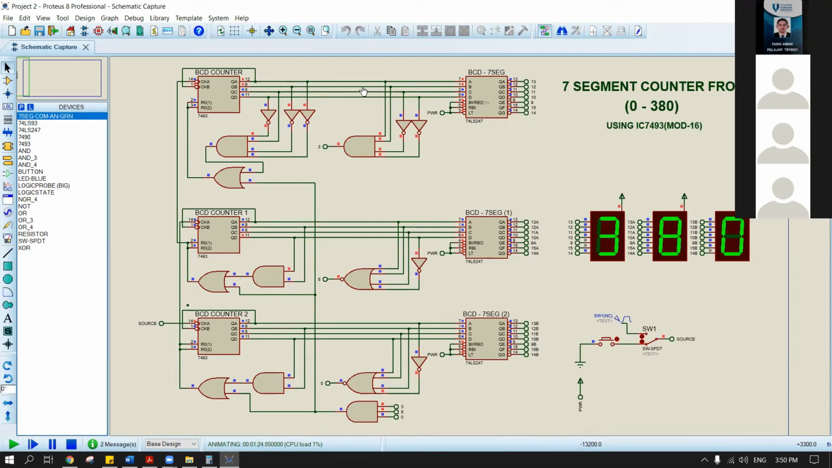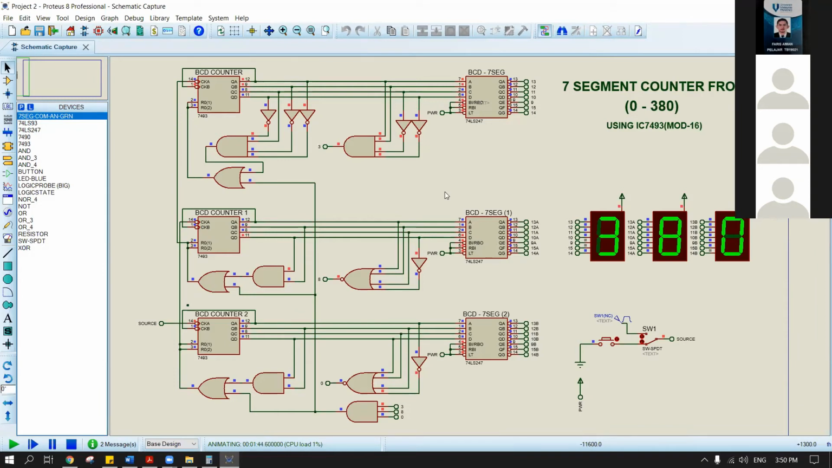So may I continue? Yes, you may continue. Basically, if you guys can see, it has two parts of gate, the right side and also the left side. The right side is the same as the previous IC. The function is also the same, to limit the count at 3, 8, and 0, as you can see.